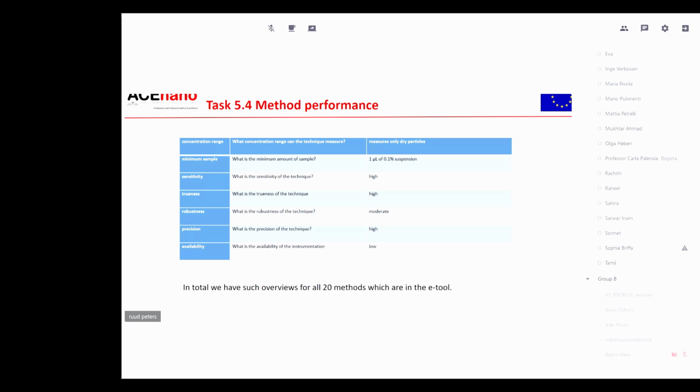Helpful things like sample size, for instance, is in here, but also a judgment on sensitivity, trueness, and most importantly, perhaps the availability of the technique. If you decide that you want to use the technique, the question is, can you find it around each corner, or are there only a limited number of laboratories which have such equipment? And you can see it has the label low here, indicating that for transmission electron microscopy, the availability is limited.